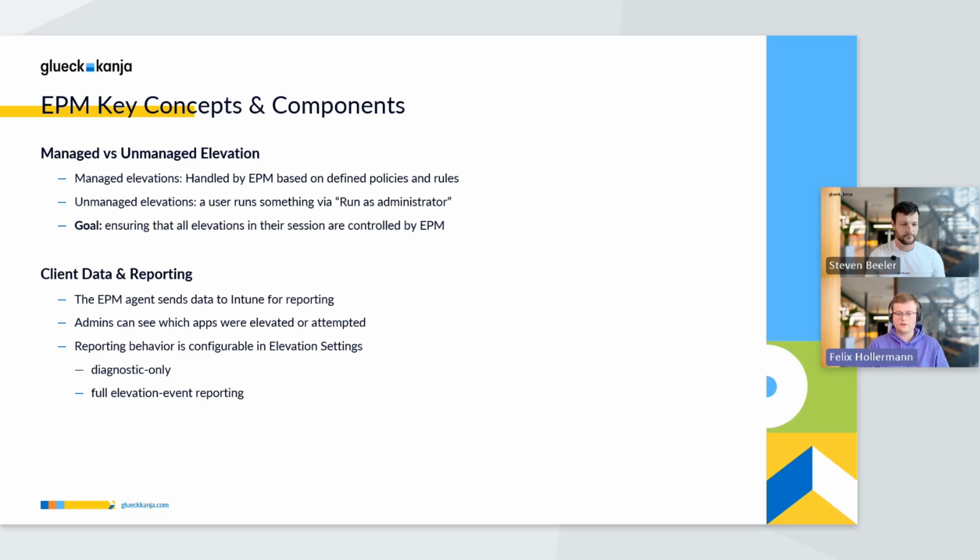Now, client data and reporting. The EPM agent can collect data on elevation events and send it to Intune for reporting. This helps admins to see which apps are being elevated in the organization. The reporting settings are configurable. You can choose if you want only diagnostic data or include all elevation attempts in the tenant. So you can choose what you want.